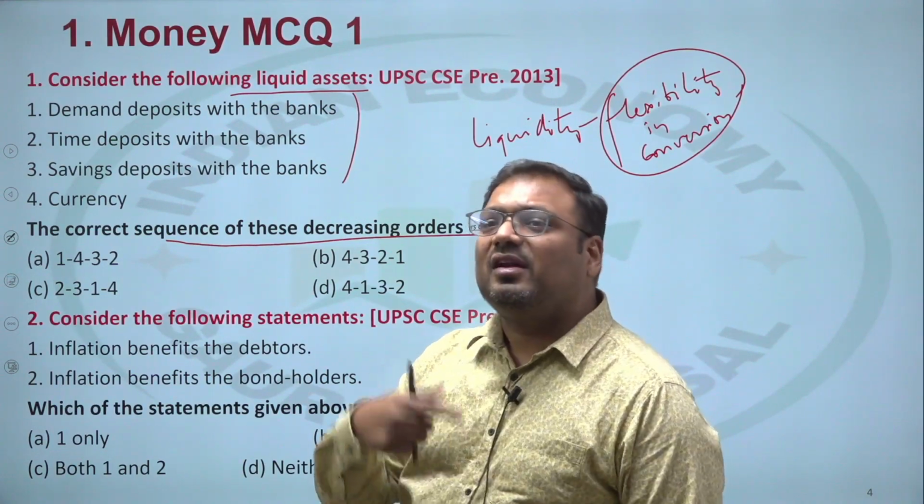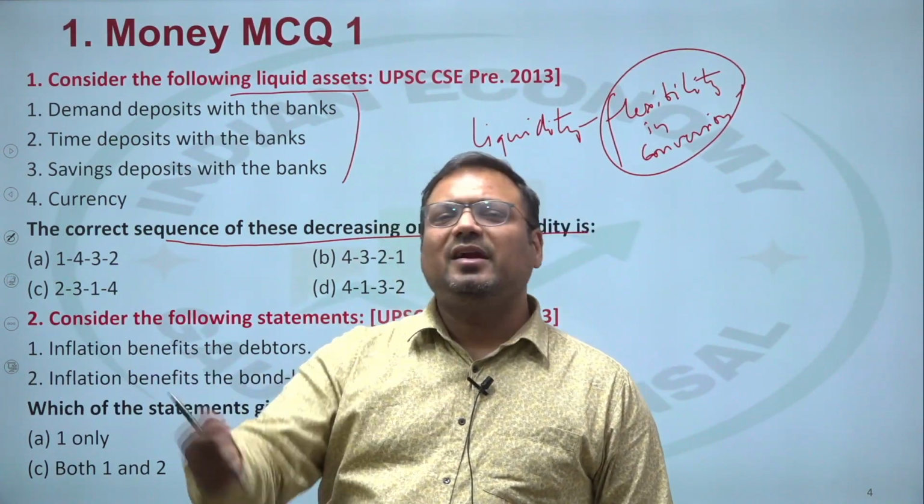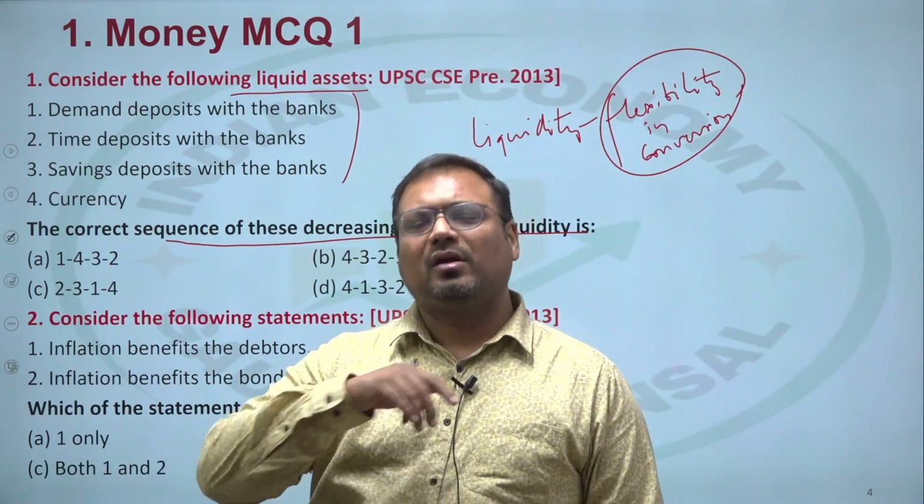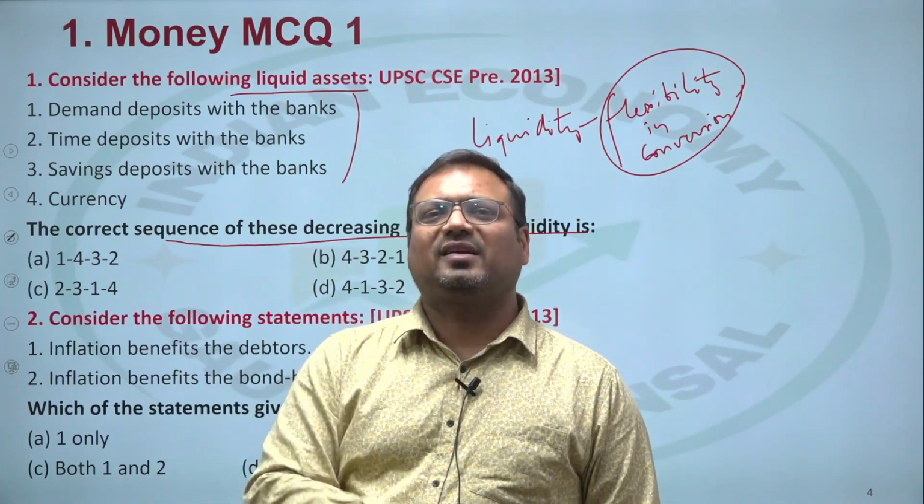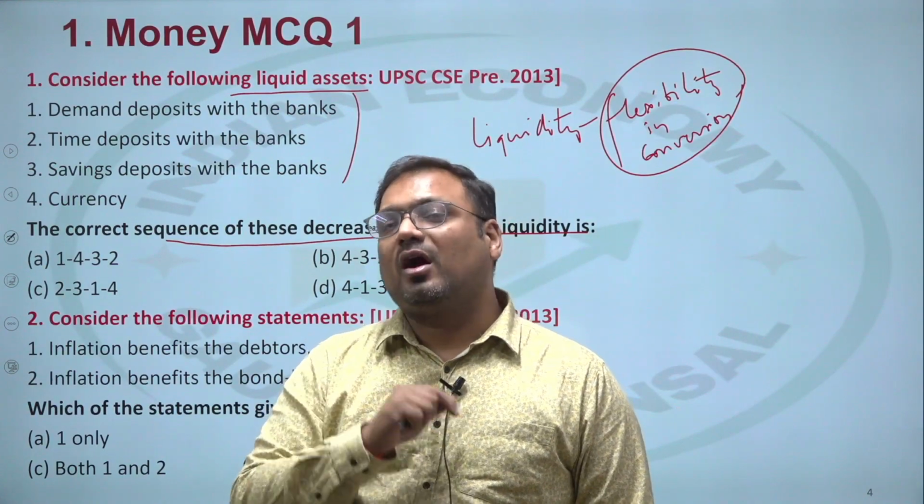So gold is a very liquid asset because you can sell gold anytime. In every city there are jewelers. You can go to those jewelers and sell gold and get cash. But if you want to sell your old car, it will take days.